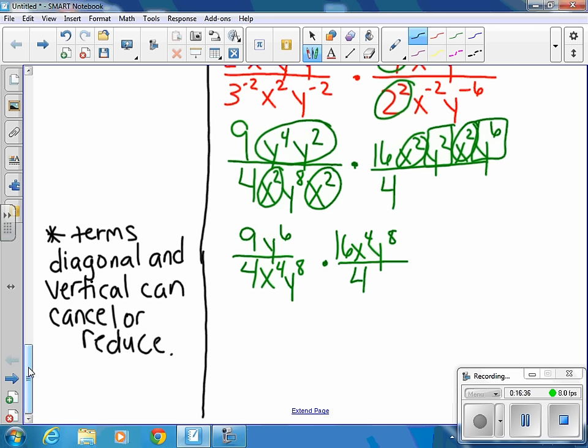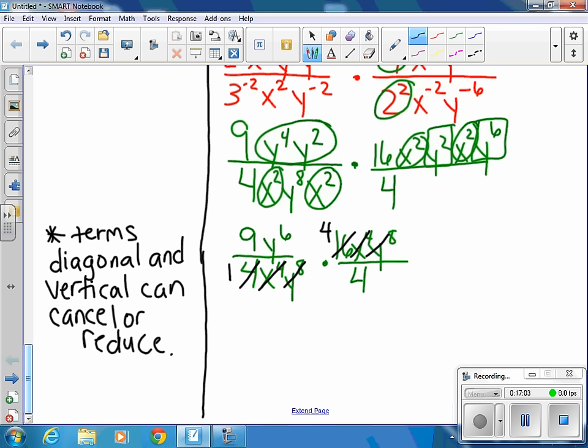If I look diagonally to the 4 and the 16, the 4 can go into the 16. So 4 divided by 4 will leave me with a 1. 16 divided by 4 will leave me with a 4. Then if you look diagonally, I have x4 and x4. Those will cross each other out because they cancel out. And then I have y8 and y8 diagonal from each other. Those cross each other out too. And then if I go the other direction, 9 and 4 you can't do anything with, and the y6 you can't do anything with.